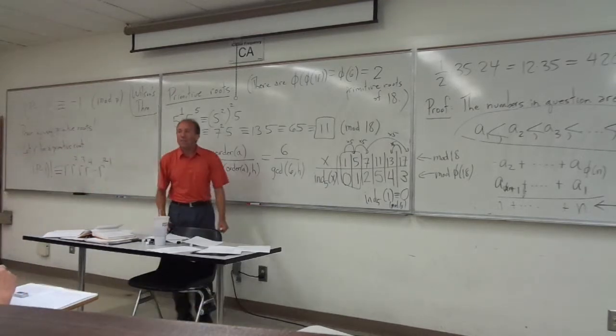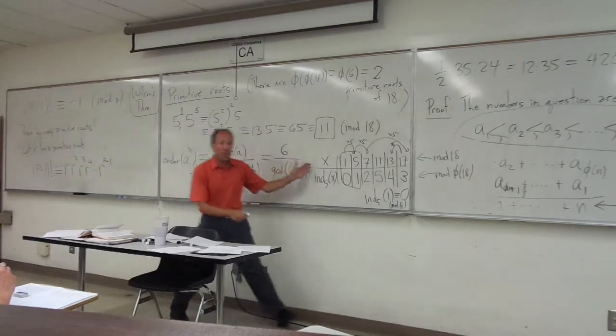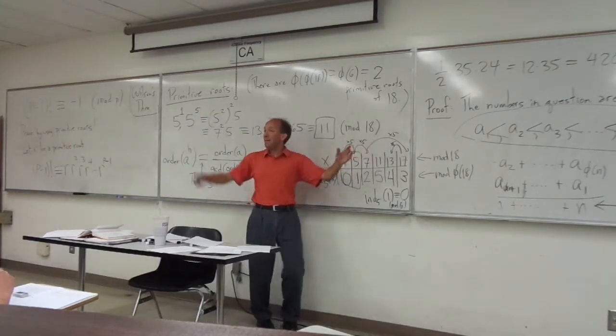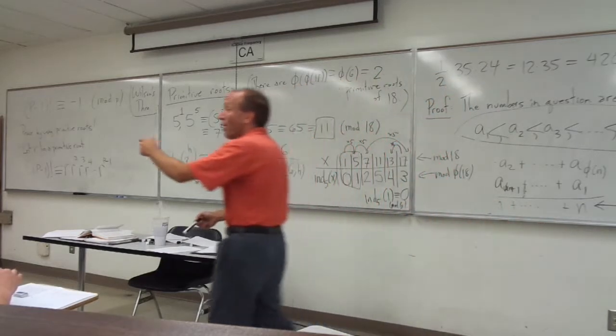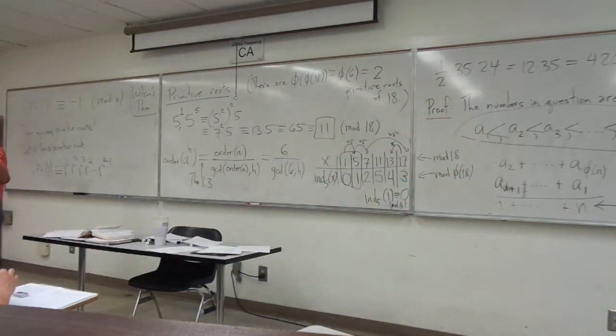If you don't believe me, go back to where we did the chart just like this for 17, and you'll see on the top line all the numbers from 1 to 17, and on the bottom line, all the numbers from 1 to 17 in some other order, right? Okay, so here we go.